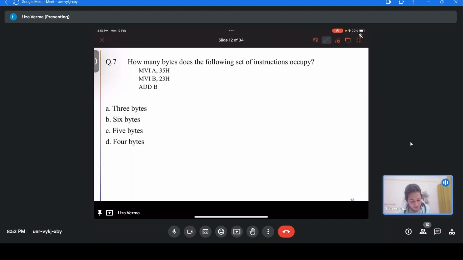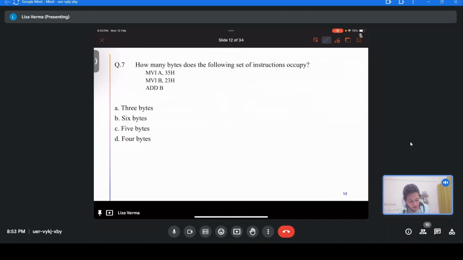MVI A comma 35H is how many byte instruction? 2 bytes: one for the opcode and one for the 35. MVI B comma 2 is again 2 bytes. And ADD B doesn't require another data byte, so it is 1 byte. So the total becomes 5 bytes. Is that correct? Okay.